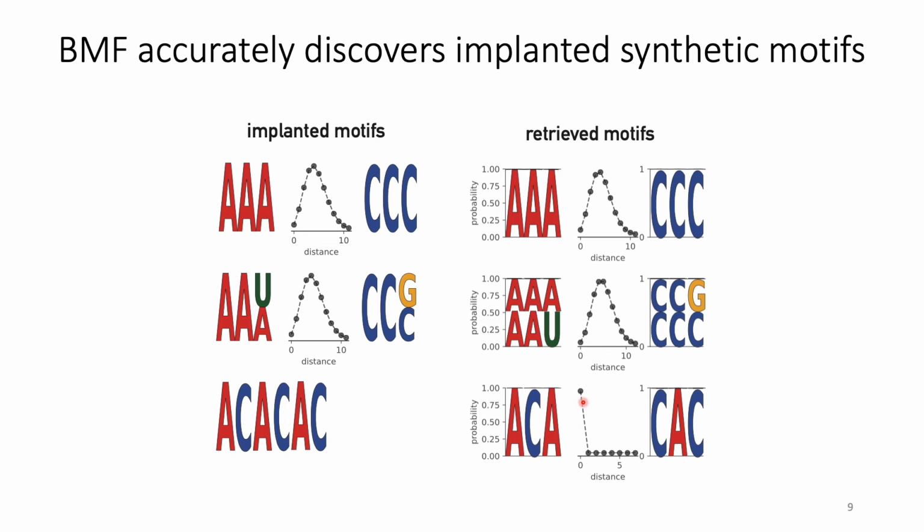And this is because it can put all of the probability mass at distance 0. So after proving the proof of principle that BMF can work, at least in simulated datasets, I moved on to try BMF on real sequences.